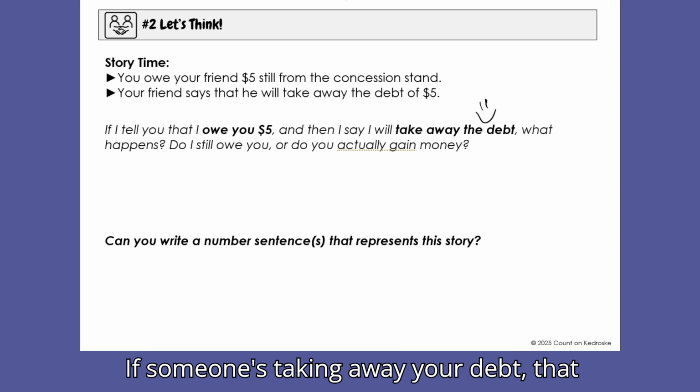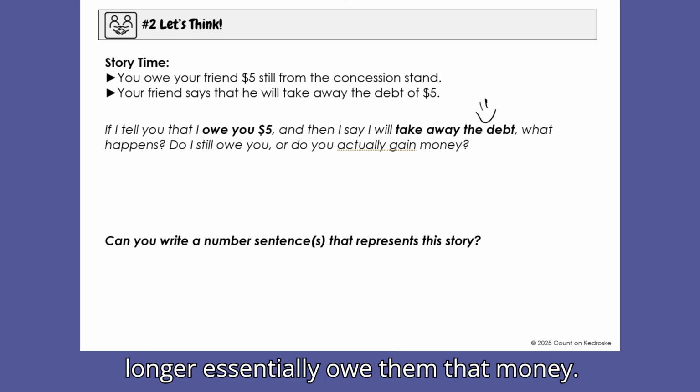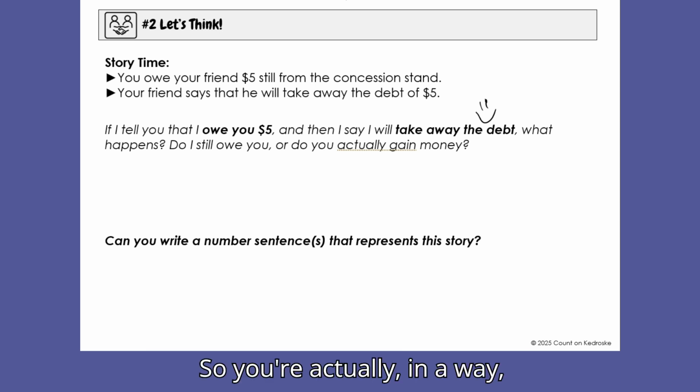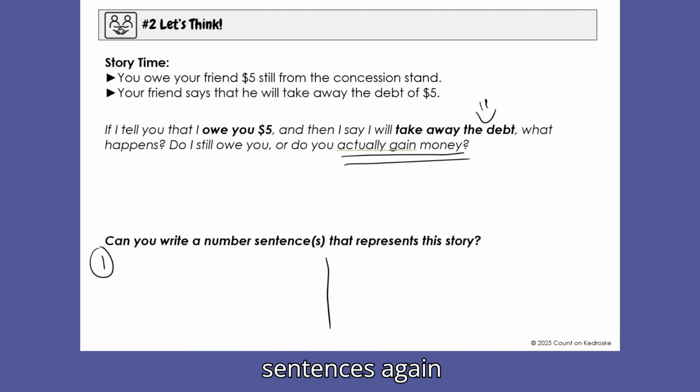If someone's taking away your debt, that means they're taking away the money that you owe somebody, and so you no longer owe them that money. So mathematically speaking, you're actually gaining money. We're going to write two number sentences again for this type of problem.